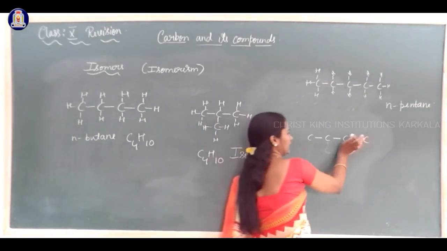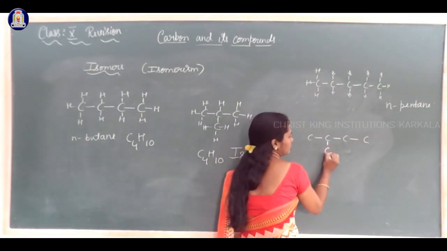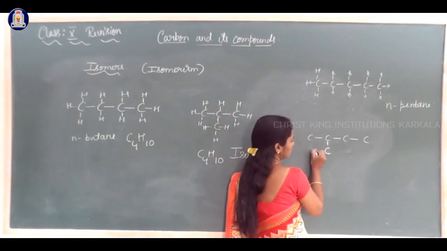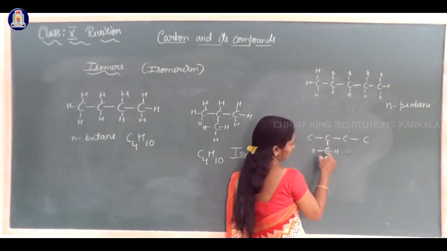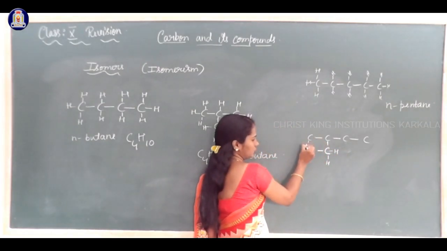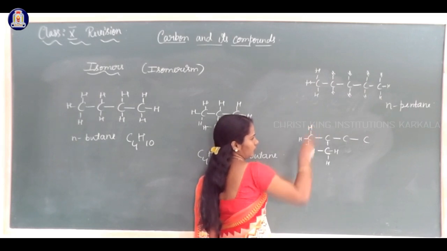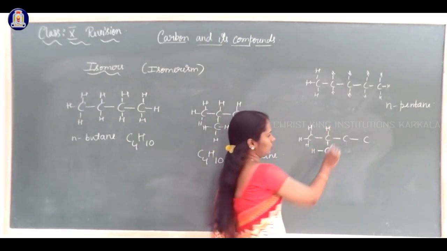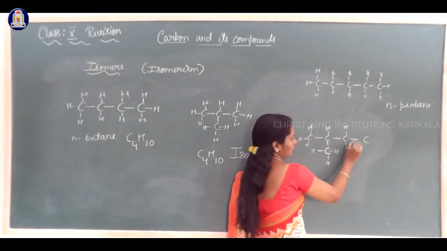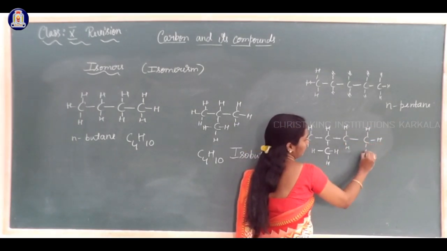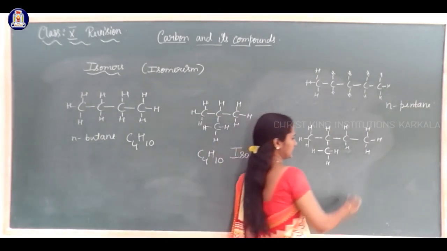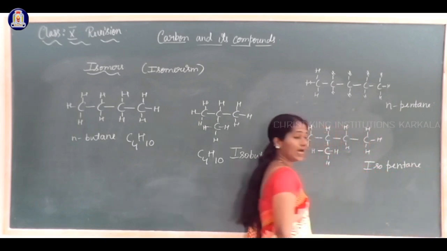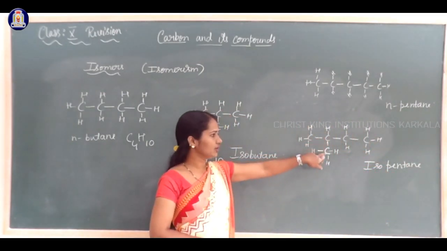Now I write this carbon as the branch. Then complete the valency with hydrogen: 1, 2, 3 for this carbon, and the fourth bond. Second carbon 1, 2, 3, 4. So what is this compound? This compound is called isopentane.